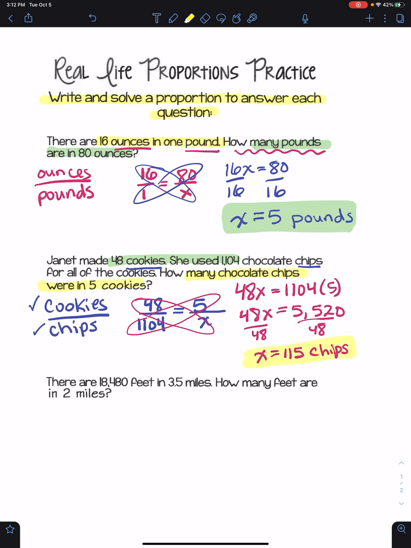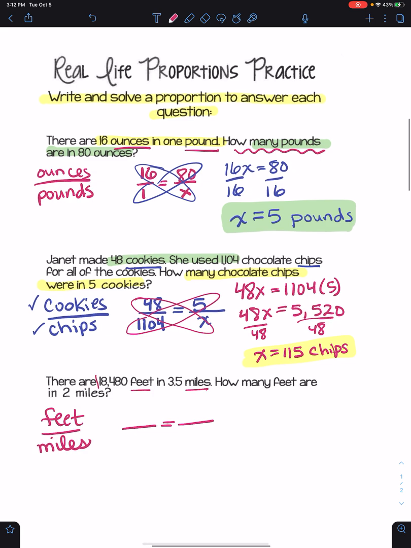Let's try the last example. It says there are 18,480 feet in 3.5 miles. How many feet are in 2 miles? So we're comparing feet and miles. So I'm going to write a ratio over here. It doesn't matter if I put miles over feet or feet over miles, as long as it's the same for both of the fractions in my proportion.